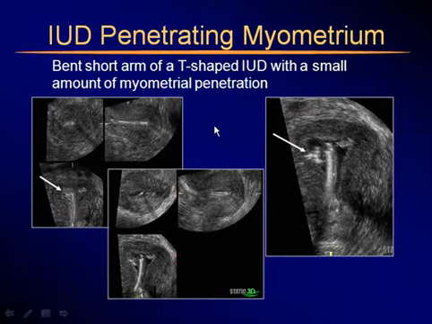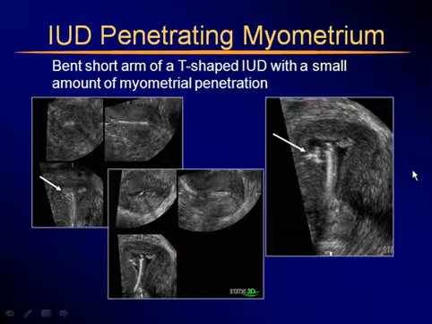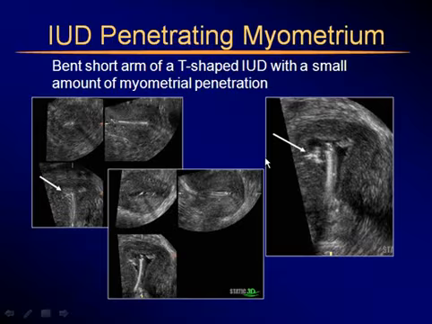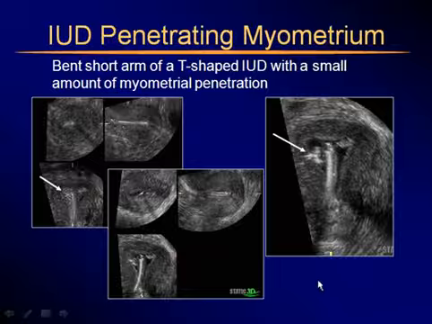Sonohysterography could help us out with abnormal positions of intrauterine devices. Here was a case where we did instill a little bit of fluid because it wasn't clear to us what happened with this arm of the IUD. Was it broken? Was it just bent? Turned out that it was just bent and had a little bit of infiltration. Nowadays, using 3D sonography could be a very good way of just doing this without the SHG part.